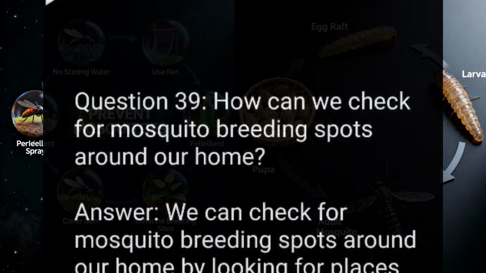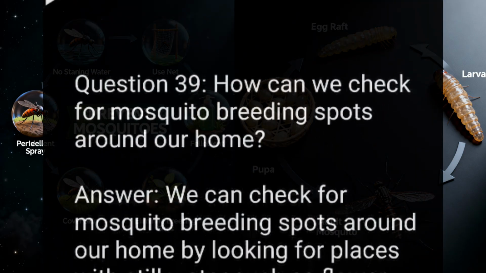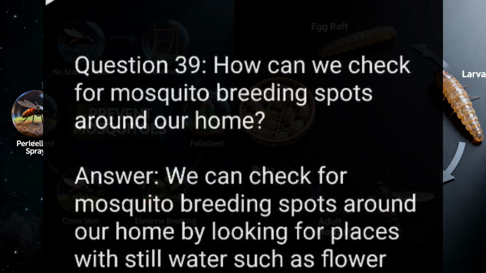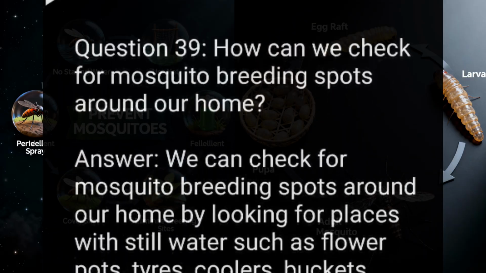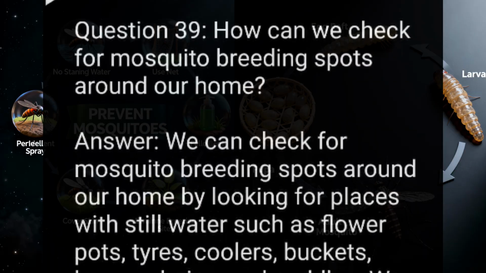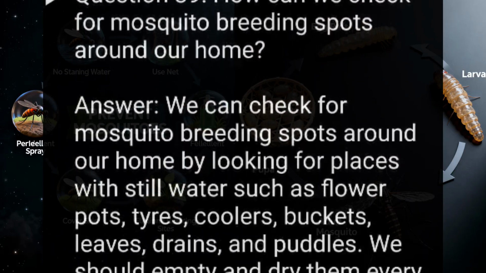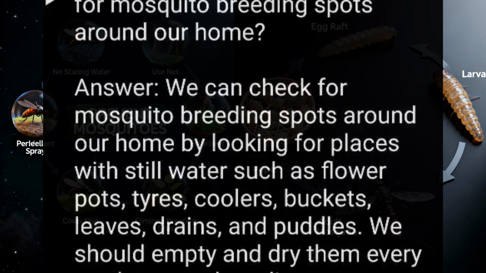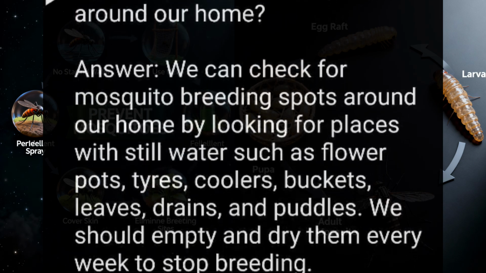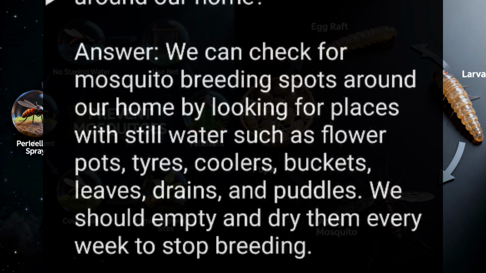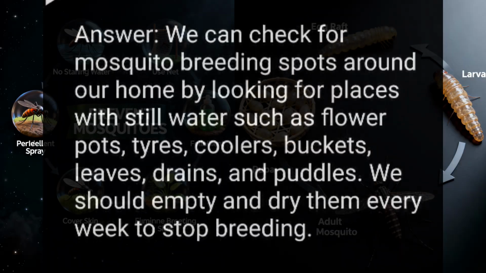Question 39. How can we check for mosquito breeding spots around our home? Answer. We can check for mosquito breeding spots around our home by looking for places with still water such as flower pots, tiles, coolers, buckets, leaves, drains, and puddles. We should empty and dry them every week to stop breeding.